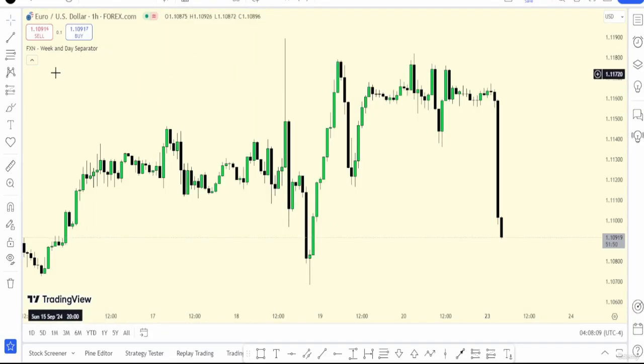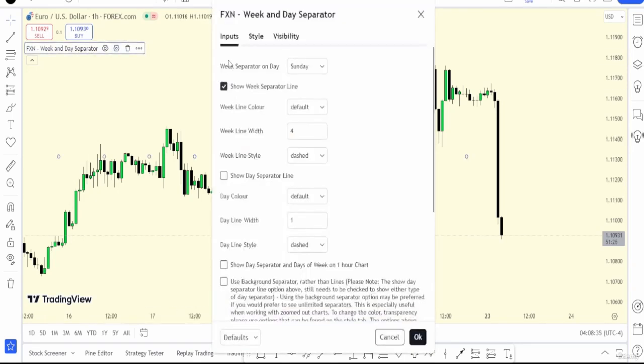When clicking on it, we go back to our trading chart, and we are going to identify it on the left side, the upper part of our trading chart. On this part, we are going to click on settings so that we may be able to set up our indicator, because we can see on the chart it is not yet visible. So you click on the settings. You start on the first part, which is the week separator on day. This one we are going to adjust to Monday.